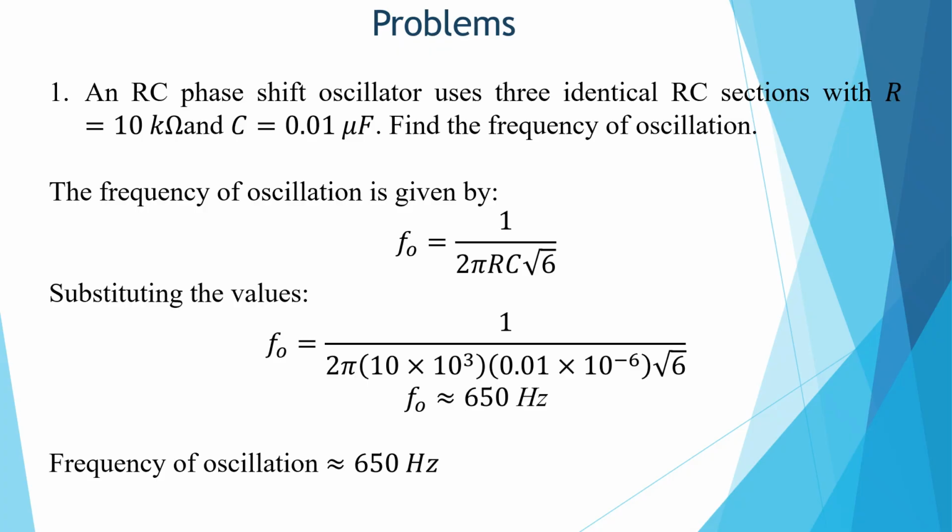Next we are going to see some problems on the RC phase shift oscillator and Wien bridge oscillator. Let's see the first problem on the RC phase shift oscillator. An RC phase shift oscillator uses three identical RC sections with R equal to 10 kilo ohm and C equal to 0.01 microfarad. Find the frequency of oscillation. The frequency of oscillation for an RC phase shift oscillator is given as F0 equal to 1 by 2 pi RC root 6. By substituting the values of R and C, we get F0 equal to 1 by 2 pi into 10 into 10 to the power 3 into 0.01 into 10 to the power minus 6 into root 6, which gives F0 equal to 650 Hz. So the frequency of oscillation is approximately equal to 650 Hz.